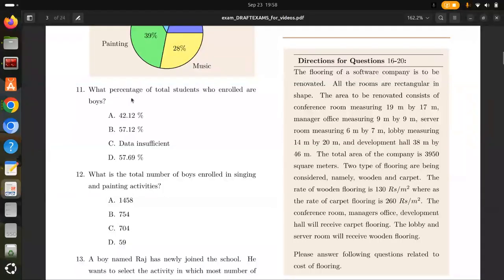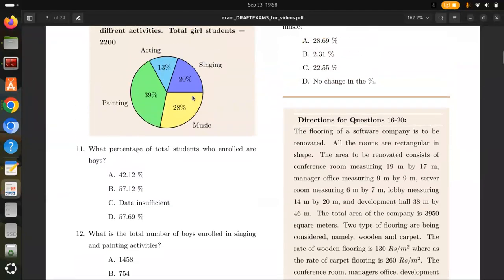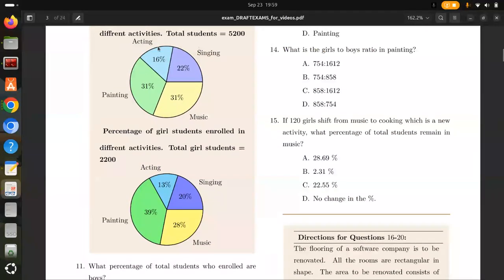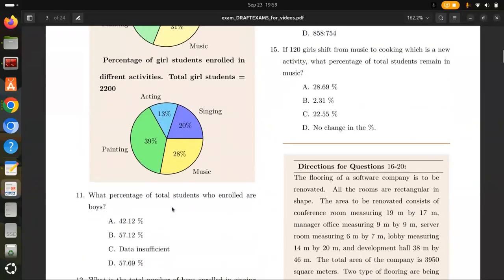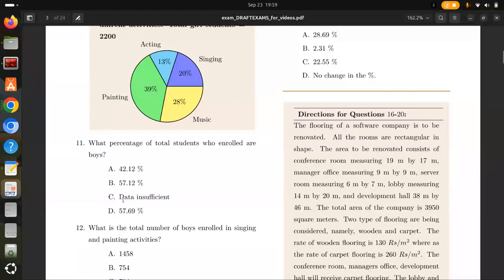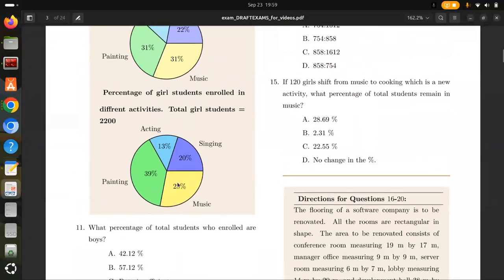So the first question is, what percentage of total students who enrolled are boys? See, it's not specific to a particular activity, it's all activities. So the data about total students is given and girls is given, so boys not given. Will you select option C, which is data insufficient? Of course not. We'll try to solve this. So let us work on this now.